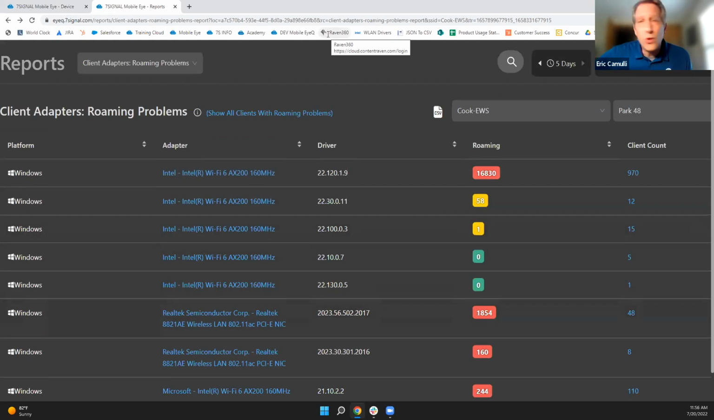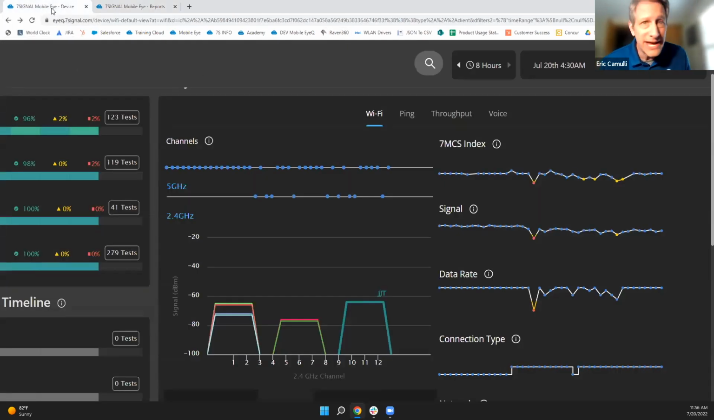Now, I want to take you one layer deeper. And so what we're going to do is we're going to look at a device and its performance, because as we know, we can't see what's going on in the environment with a device, but 7Signal can. Let me show you an example.